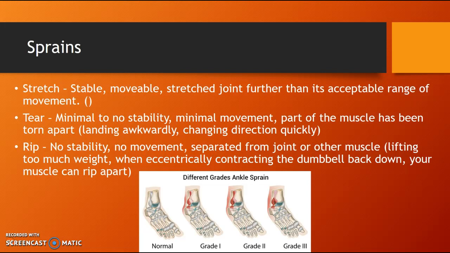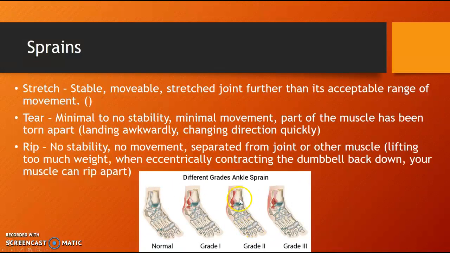So there's three types of sprains that a person can sustain during sport. The first is a grade 1, which is titled stretching sprain. So if someone has stretched an ankle, for example, then they still have stability in their ankle and it's still movable. So they've stretched the joint further than its acceptable range of movement, which is why the injury has occurred.